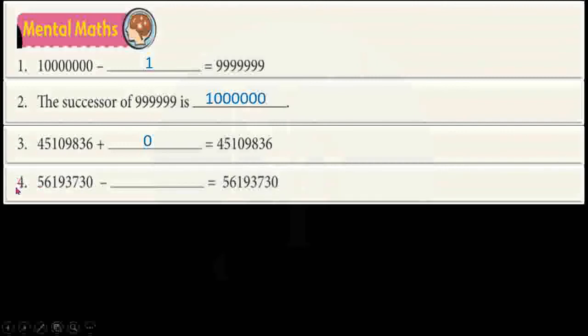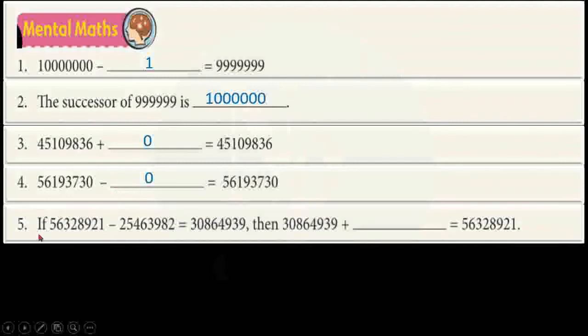Question number 4. Here we have 5 crore 61 lakh 93,730 minus dash is equal to 5 crore 61 lakh 93,730. This is the same number again. And we know that when we subtract 0 from a number, we get the same number. So we should fill this blank by writing 0.